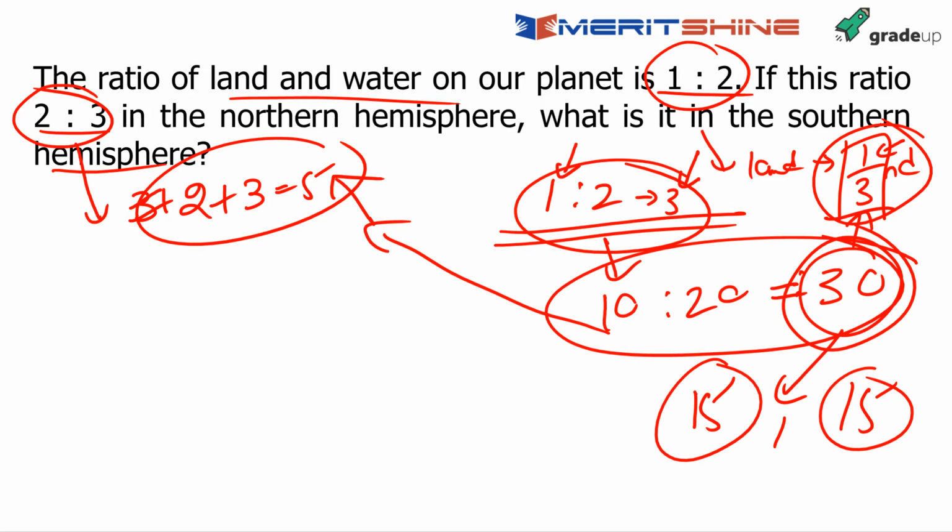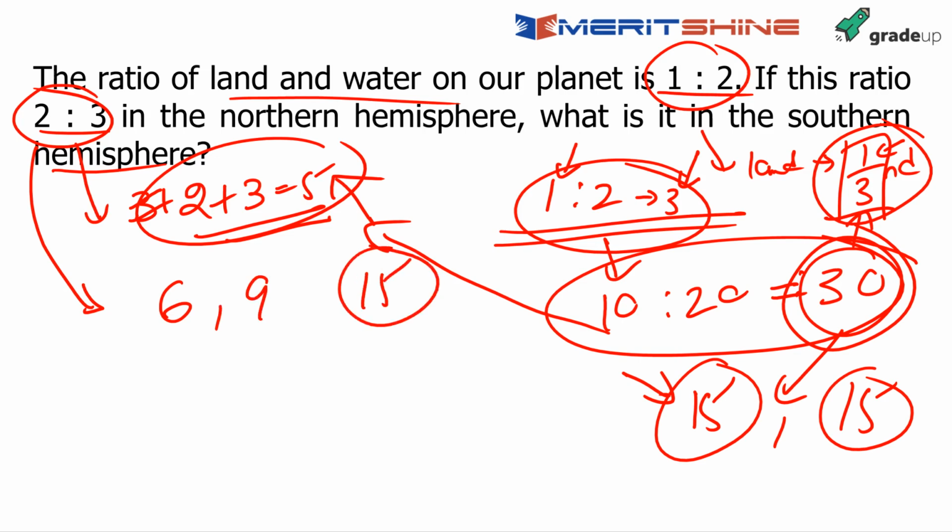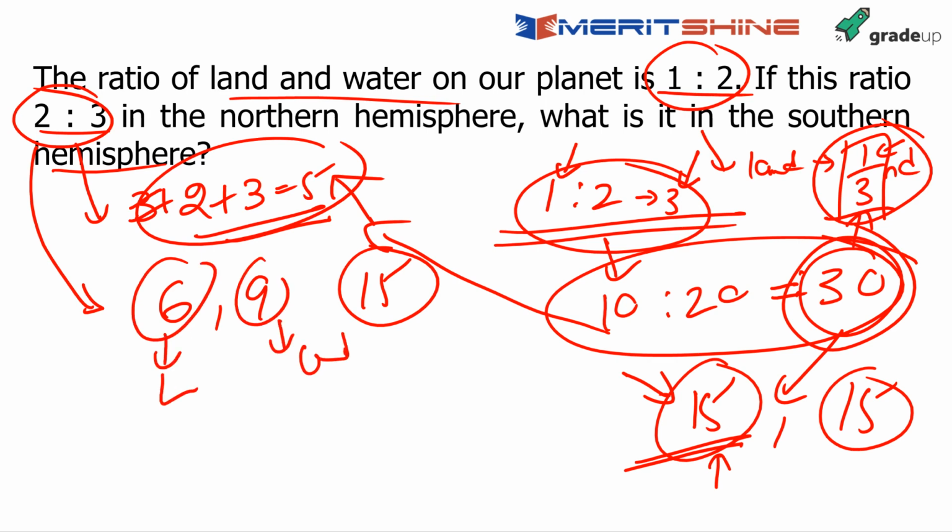Now look at this 2:3, which gives you 5. It would be multiplied with 3 because it has to appear in the form of 15. If you multiply it with 3, it becomes 6 and 9, and this gives you 15. So when I manipulated this ratio, the sum became 15, and out of this 15, this 6 becomes land and this 9 becomes water. Please realize that this is the same thing. This ratio is 2:3, 2 parts land and 3 parts water. So if it's 15 and not 5, this would become 6 parts land and 9 parts water.